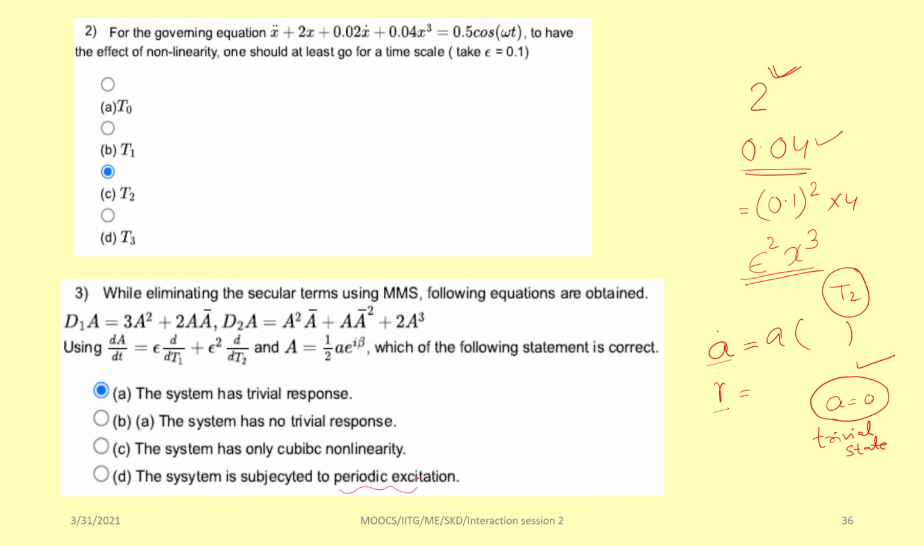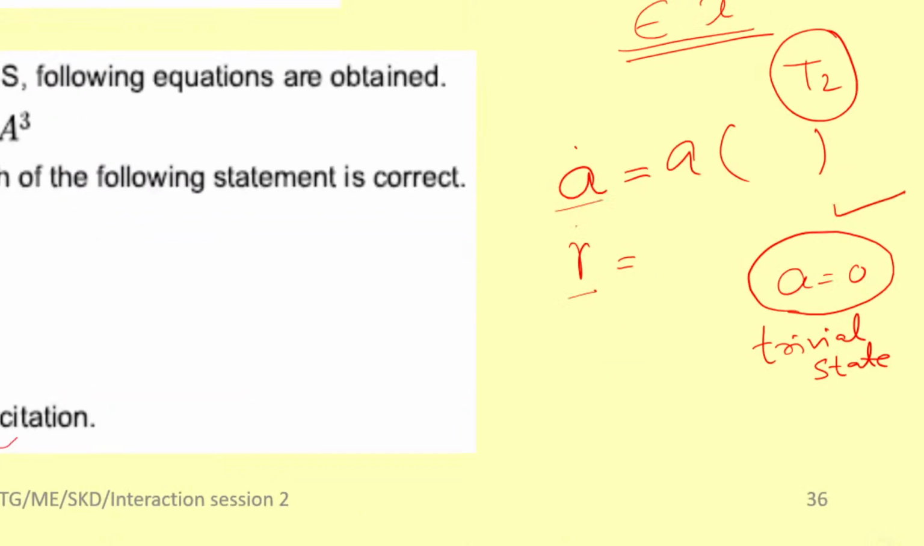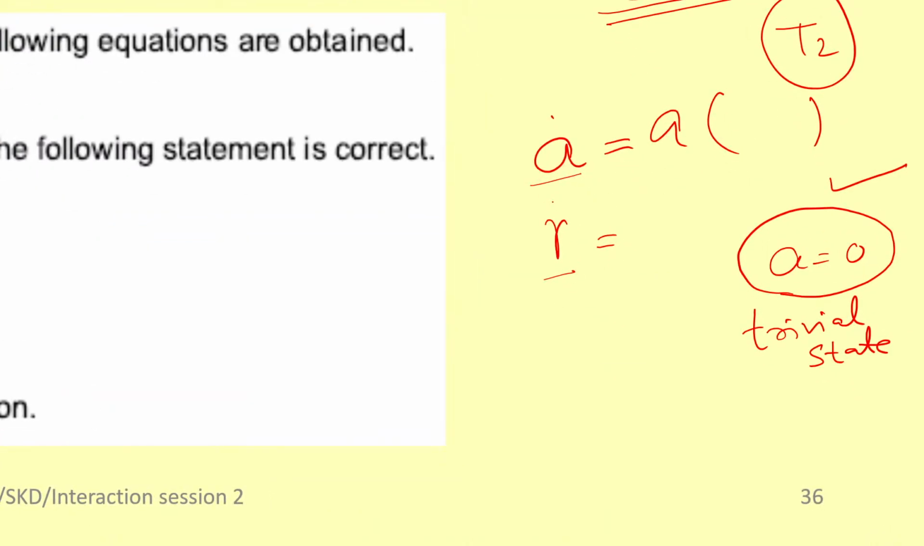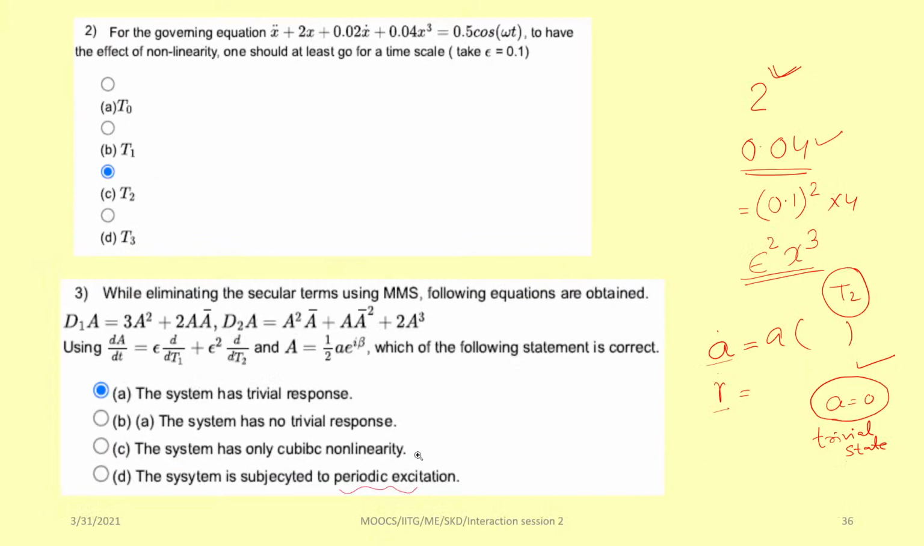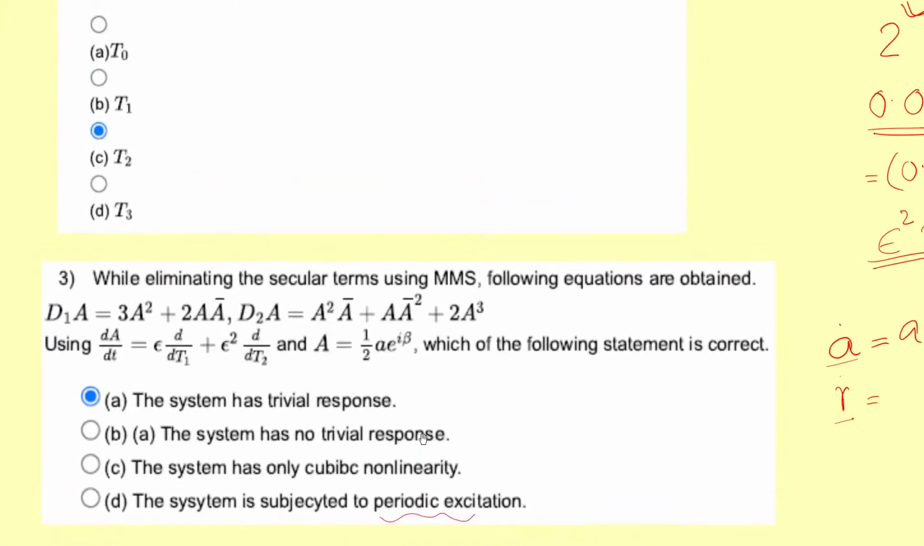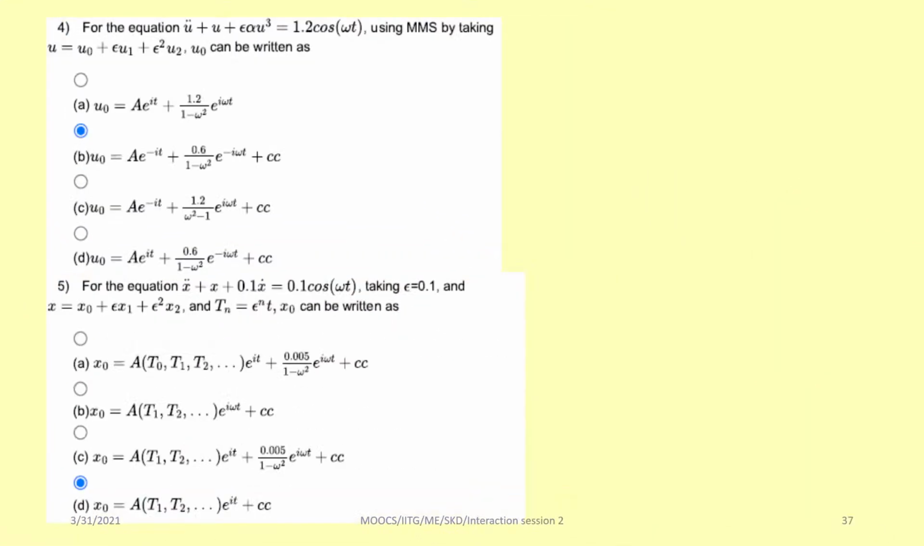Similarly, the option that the system has only cubic nonlinearity: you just see you have a term a bar, so the system has a quadratic nonlinearity also. A cube is there, so the system has a cubic nonlinearity as well. As the system has both cubic and quadratic, this option is also not correct. Similarly, the option that the system has no trivial response is wrong, since by solving these you can verify that the system has a trivial response. Okay, next slide.